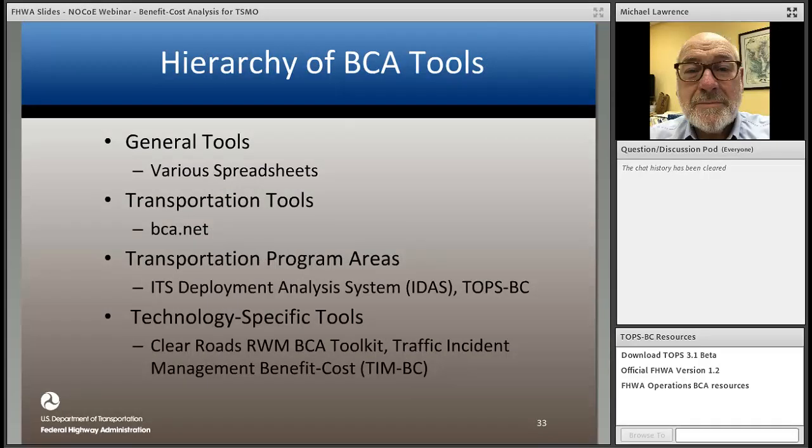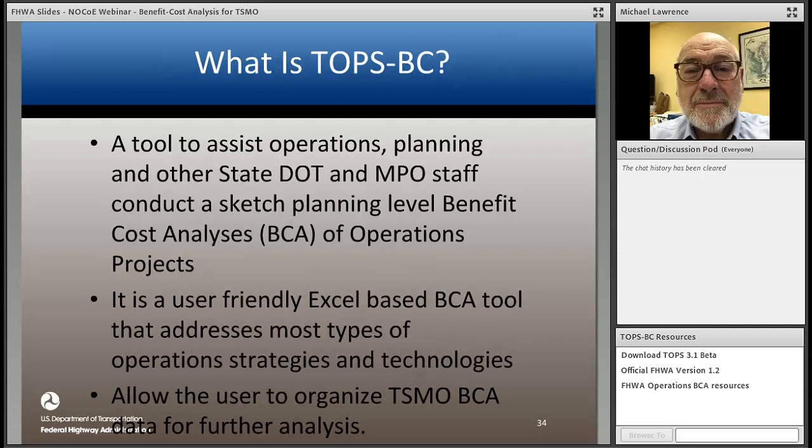The hierarchy of benefit cost analysis tools: Jim has talked a little about this. There are a variety of spreadsheets around to do benefit cost analysis. Benefit cost analysis is mostly arithmetic, so it's pretty straightforward stuff. There are internet tools like BCA.net, which was developed by the Office of Asset Management at Federal Highway. That's an internet-based system. There are transportation program areas like the IDOT system and TOPS BC, which we'll talk about a little today. And then there are technology-specific tools like the Clear Roads Project, which is winter road maintenance, or the Traffic Incident Management BCA. These are available for the specific individual technologies or strategies. They go beyond what the TOPS BC is able to provide.